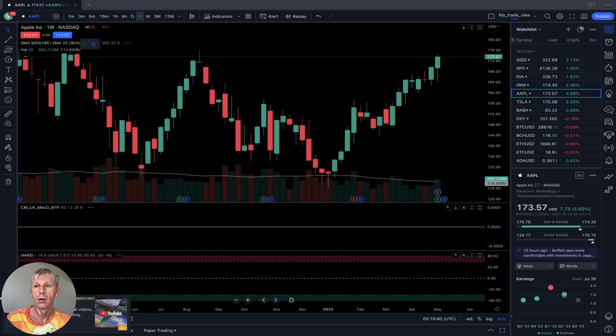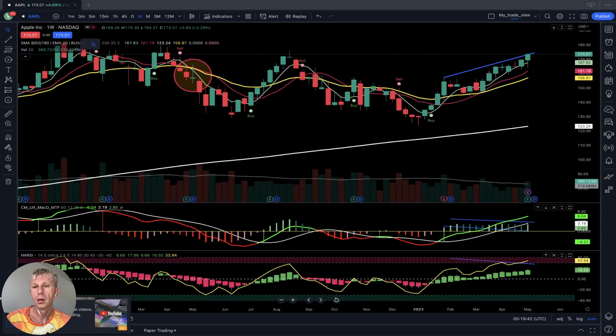Similar on weekly time frame. Bullish trend. Look at it. Bullish trend since the beginning of the year 2023. For the last 4 months, it is bullish. Straight bullish trend on RSI in overbought territory. Look at it. RSI in overbought territory.